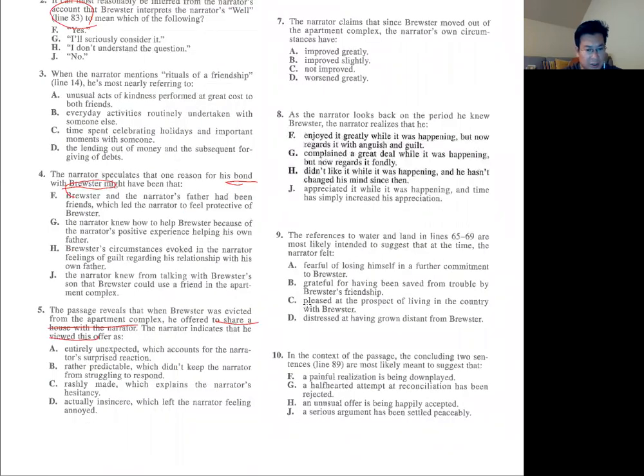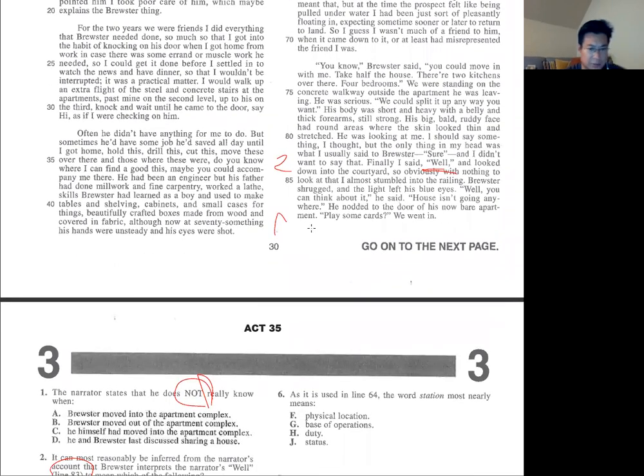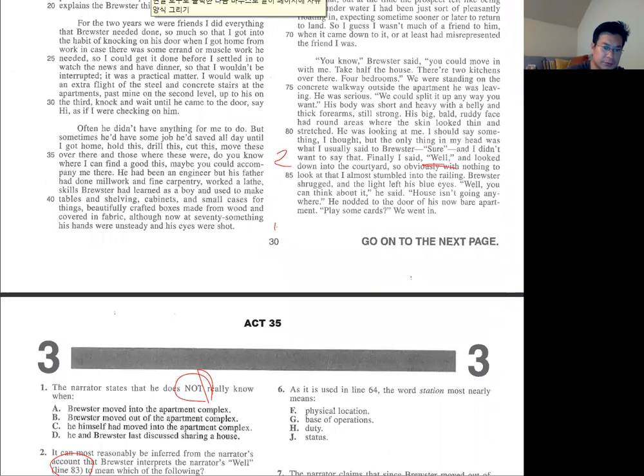It says concluding two sentences. So line 89, number 10 here. Oops, somehow it doesn't work. Let me try again. Weird. Anyway, number 10, like this. After that, you have to read through.